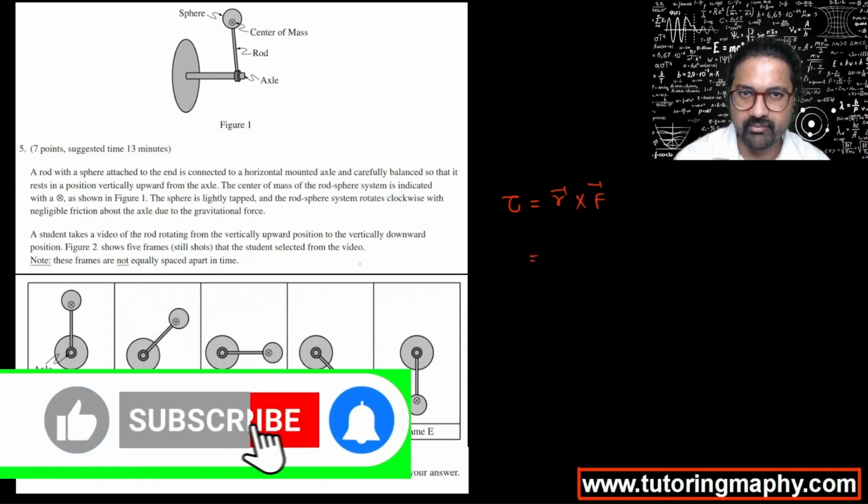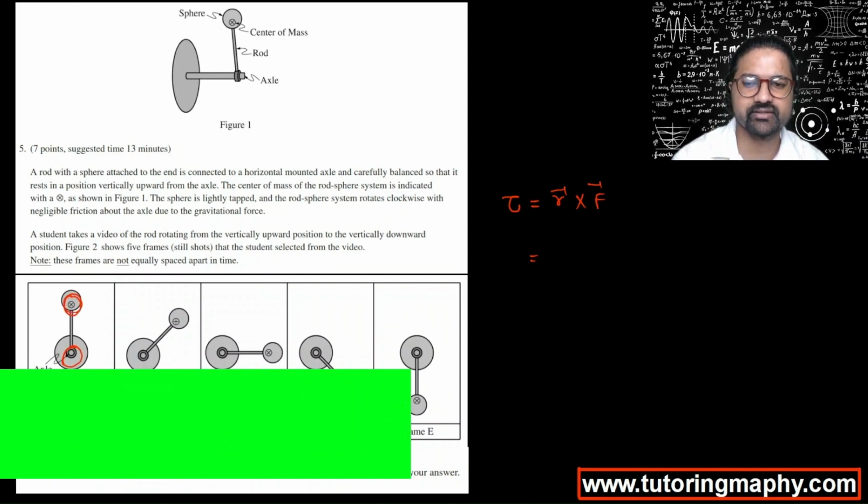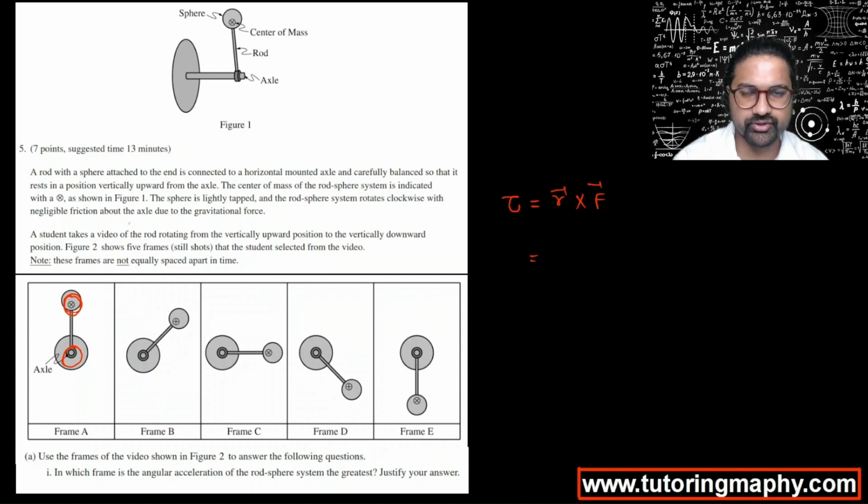Now R remains the same, right? Whatever is the distance between the center of mass and the axle, it remains the same in all the positions. This distance is R and it points like this, and this is R here, R is here, R is here, R is here, R is here. So that's the same in all the 5 cases.